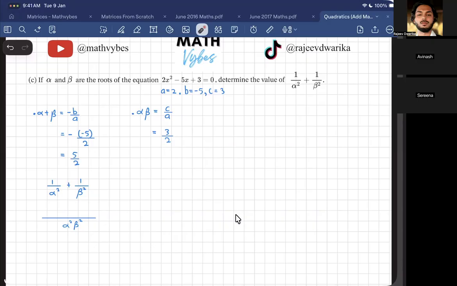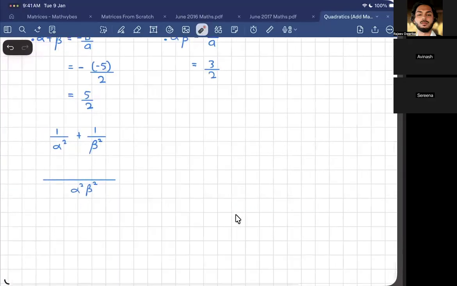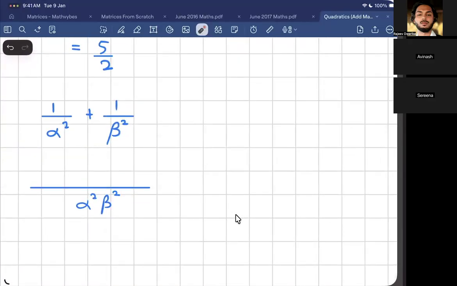You find the original sum of the roots, which is alpha plus beta, minus b over a, which gives us 5 over 2. Then you find the original product of the roots, which is c over a, which gives us 3 over 2. Now, if you want to calculate the value of 1 over alpha squared plus 1 over beta squared, you need to find the LCM.